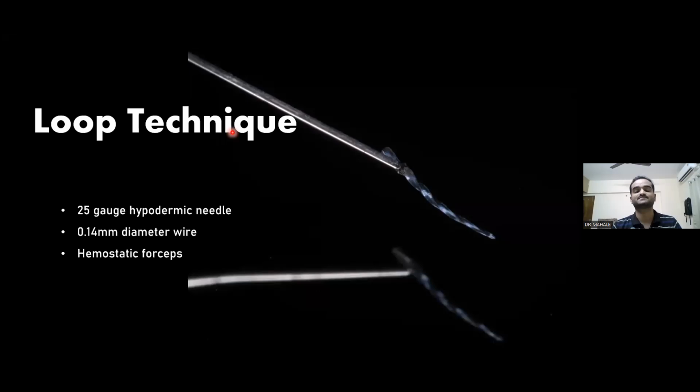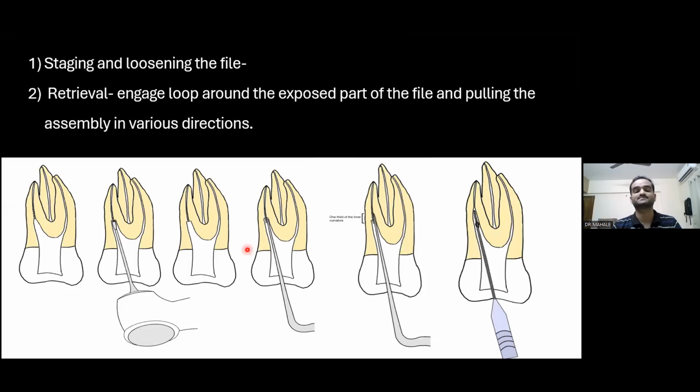Then the second technique is the loop technique. Here we can prepare the loop by using a 25 gauge hypodermic needle and 0.414 mm diameter wire, and you can use a hemostatic forceps to tighten the loop when you engage the loop to the file. There are several loop devices also available in the market, the most prominent ones being the BTR pen and TFRK kit, etc. So in this loop technique, the first step again is staging and loosening of the file.